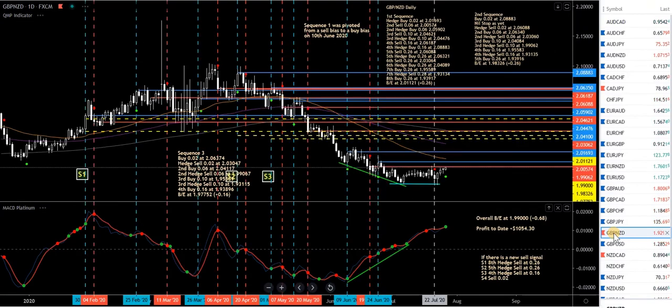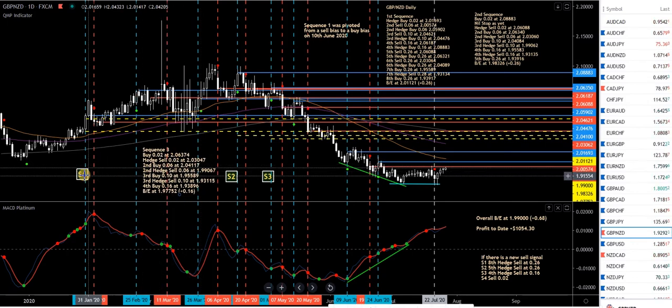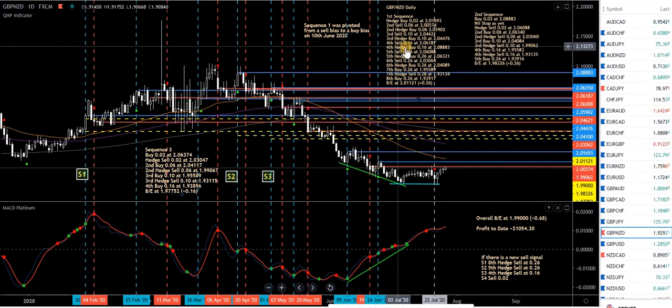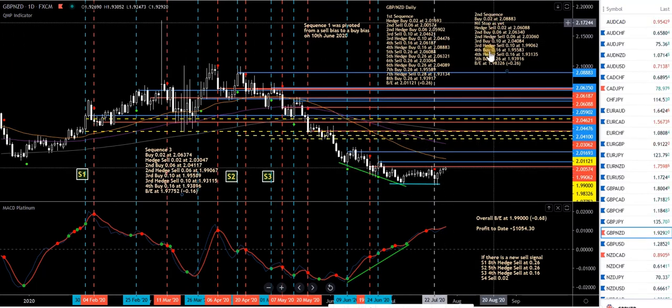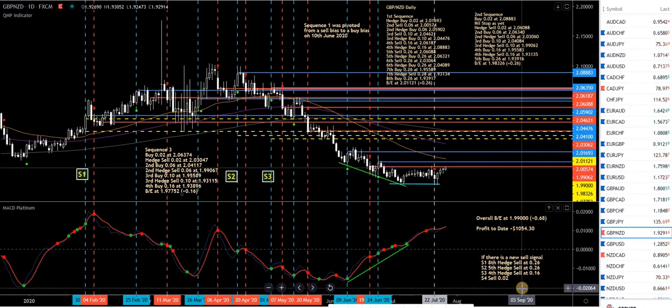Pound New Zealand, this is one of my problem pairs. I've got too many trades on, and they're all in basically the same direction. So this is one pair I want to clear sooner than later, but it's taken a long time to do it. So I've got 3 sequences. That's sequence 3 there, sequence 1's over here, sequence 2. And I've already started to make notes here about what I should do.